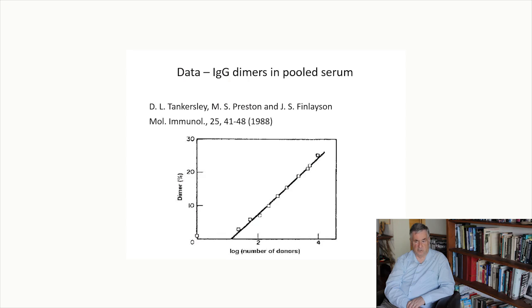Extensive studies on these IgG dimers have been done by Tankersley and his collaborators and published in a journal. One of the papers was published in Molecular Immunology, in which they found there was an intriguing semi-logarithmic relationship between the fraction of dimers in the pooled plasma and the number of donors of the pooled plasma. So let's see what this means for the IgG repertoire.